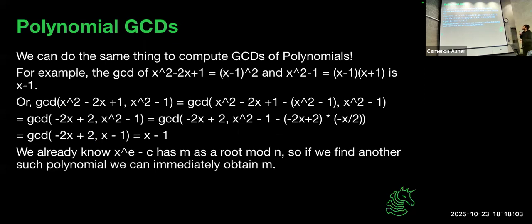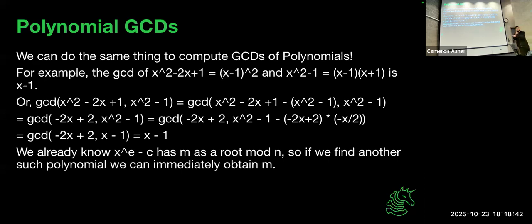So now, we can take GCDs of numbers to get their divisors, but we can also take the GCD of any two polynomials, and with that we can get the root of any polynomial. For example, the GCD of x squared minus 2x plus 1 and x squared minus 1: we can factor the first one to get (x minus 1) squared, and the second one to get (x minus 1)(x plus 1). So their GCD is going to be x minus 1. And we can also apply the Euclidean algorithm, and we'll get x minus 1.